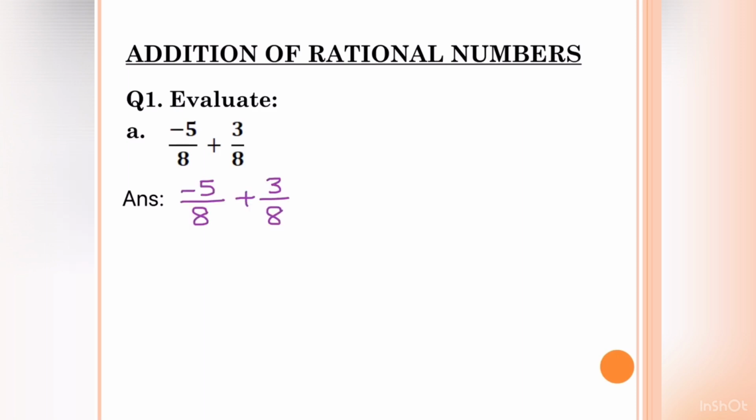In this expression, denominators are same. So, we will take the common denominator as 8 and add the numerators. Simplifying the numerator, we get minus 2 by 8.